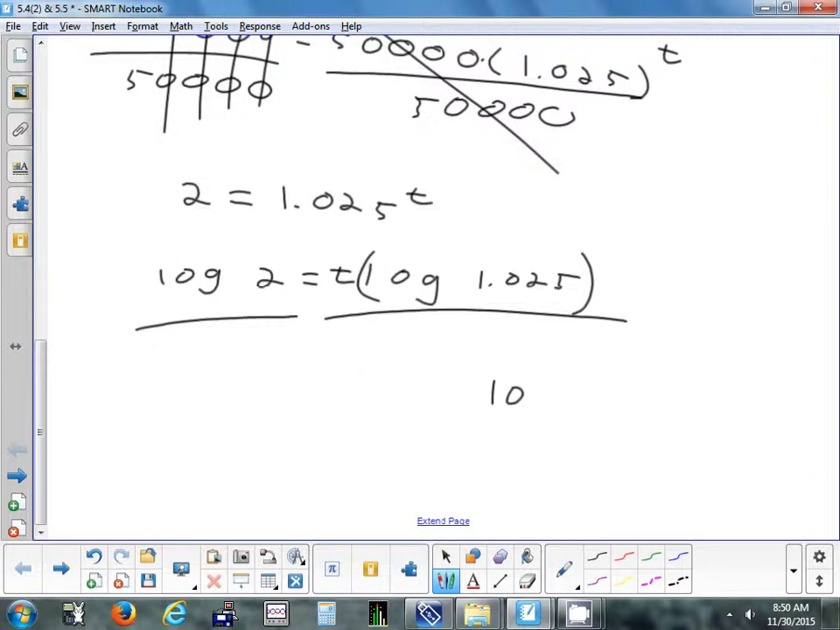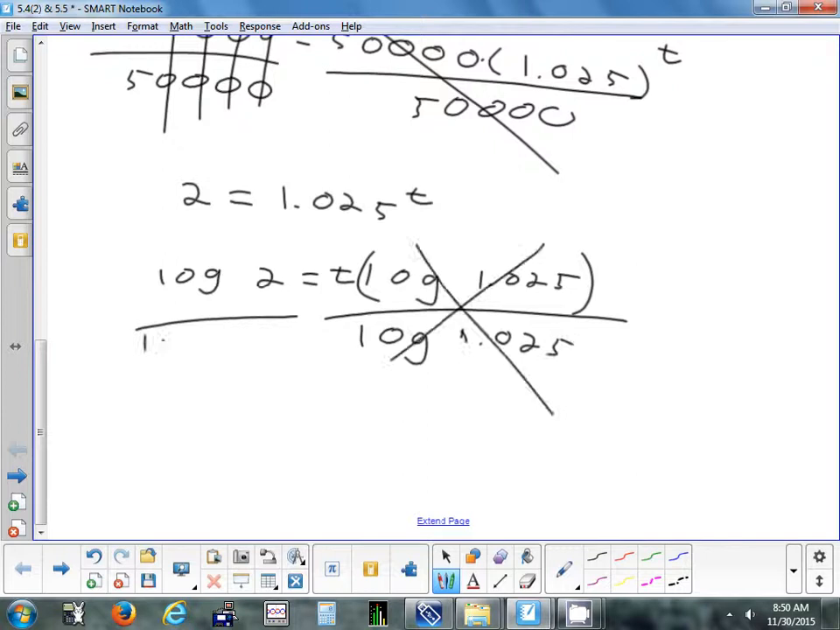Okay, this problem is just like having something like this. It's t times some number. If you want to get rid of the number that's next to t, divide by that number, whatever it is. And then you get t by itself. Okay, I don't care what log 1.025 is, and I'm never going to know. Okay, I don't need to.